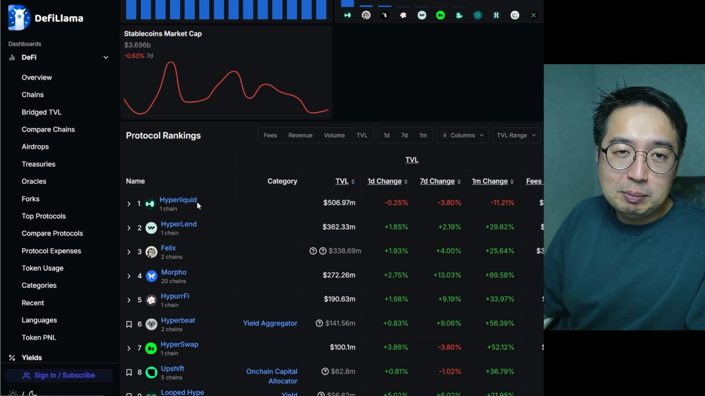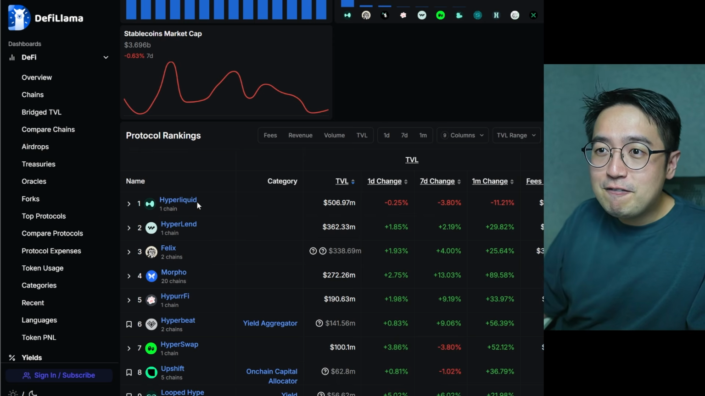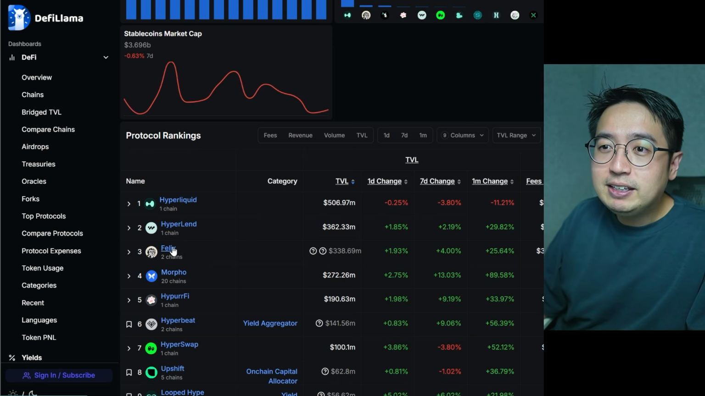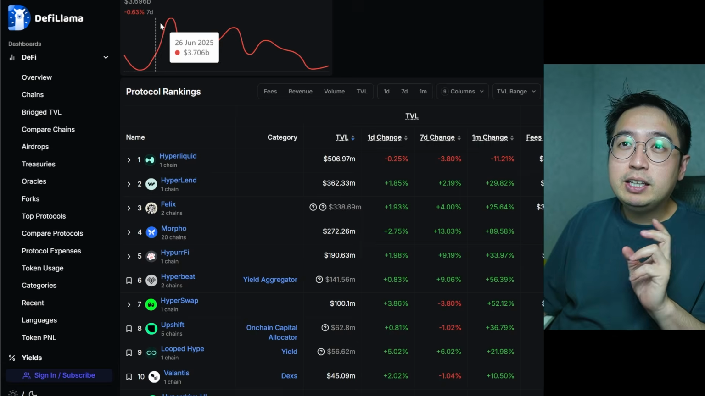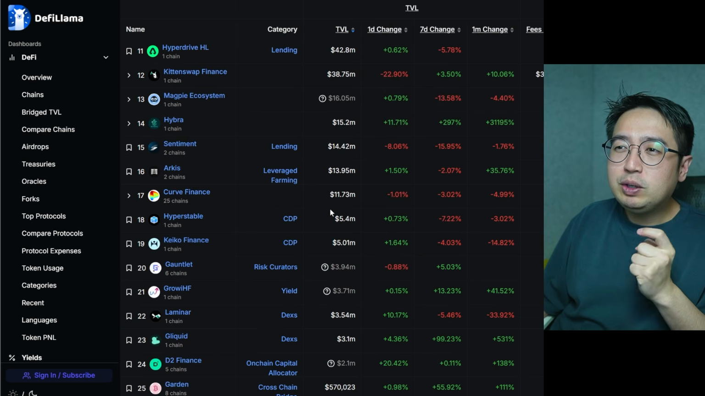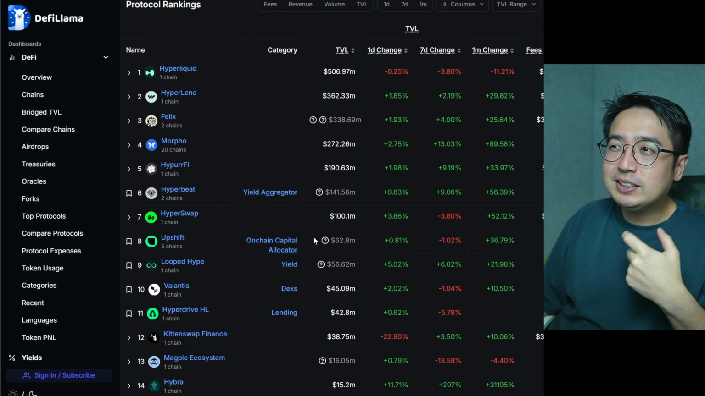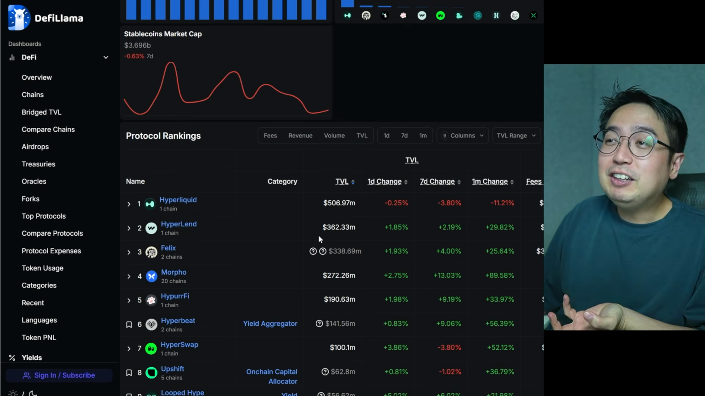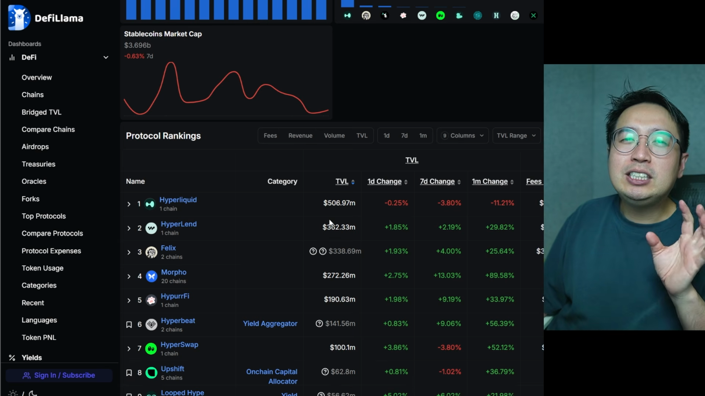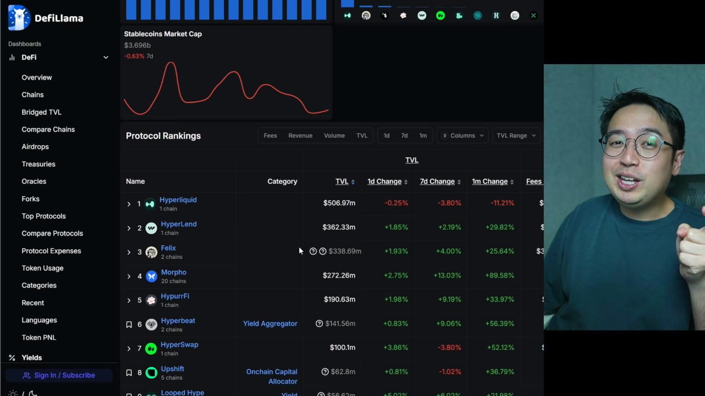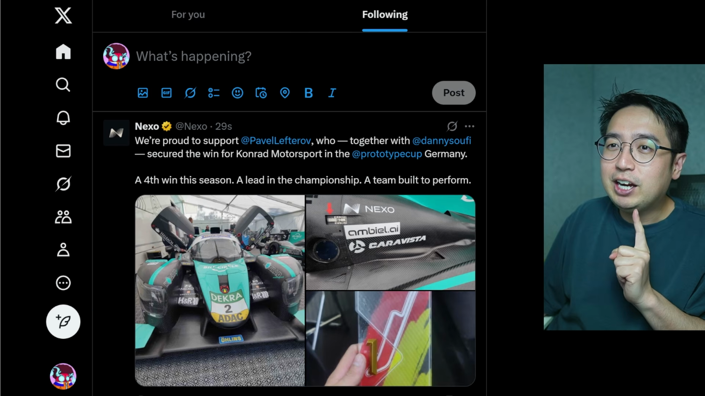We can see most people are just using the Hyperliquid platform, followed by Hyperlend, Felix, Morpho, Hyperfi, Hyperbeat, Hyperswap, and more. Now, besides using DeFi Llama, it doesn't really track all the new projects yet because they don't have any activity that is being tracked like TVL, and maybe it's still too early. But being early means you get the opportunity of an airdrop.